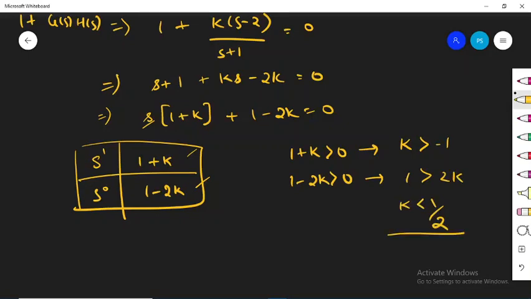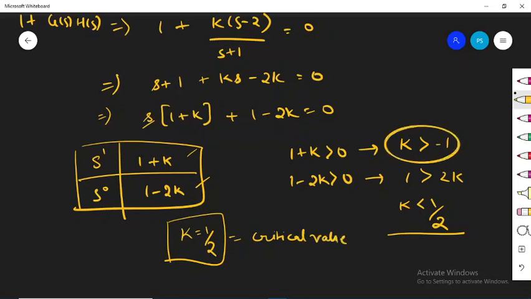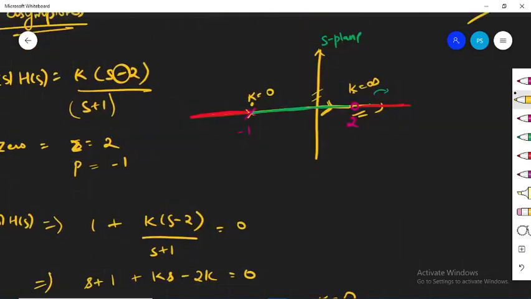Hence we can see that k equal to 1 by 2. This is actually the critical value of k, because the first condition that you are seeing over here, k greater than minus 1, we are starting the root locus with k equal to 0 and we are increasing. So this is actually not making much sense, but this condition, that is k should be equal to 1 by 2, this is the position in the S plane where k's value is 1 by 2.